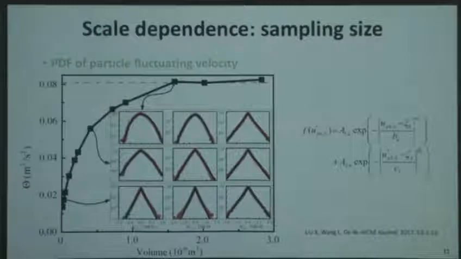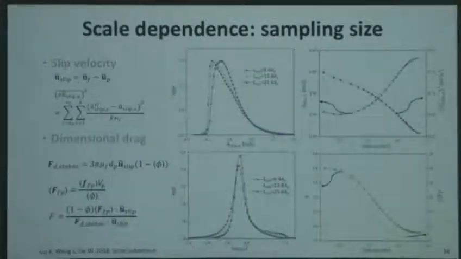correlation. So it remains future work to explain why these indices are like this and why this form works. You can still see this sampling size dependence in terms of the slip velocity and also the force. The slip velocity increases with the scale, and the fluctuation decreases, and for the force, both are decreasing.